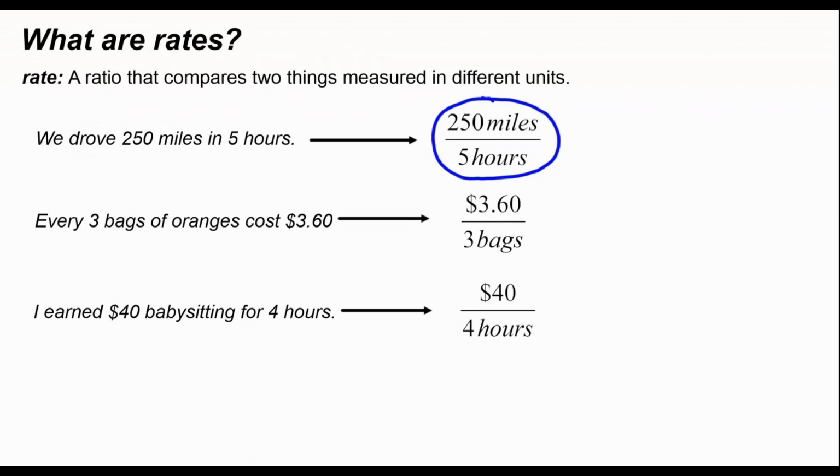Another example, every 3 bags of oranges cost $3.60. So the rate is $3.60 for every 3 bags. So again, dollars and bags are two different ways to measure something. That's what makes it a rate. And I earned $40 babysitting for 4 hours. So I earned $40 for every 4 hours. So dollars and hours, again, are two different types of measurement. One is money and the other is time. And that's what makes a rate different than other ratios. These are ratios that are measured in different units.